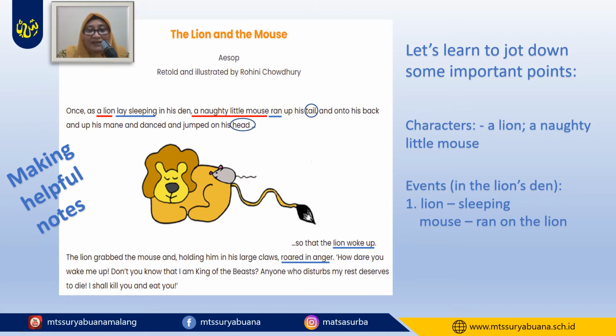Okay, let's continue. The next event is, the lion woke up, roared in anger, and grabbed the mouse, right? Okay, so we can write down lion woke up, and then got angry, and then grabbed the mouse.